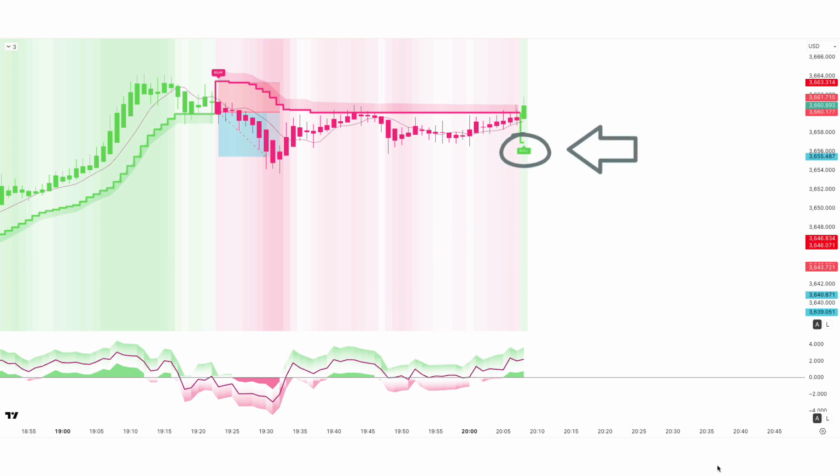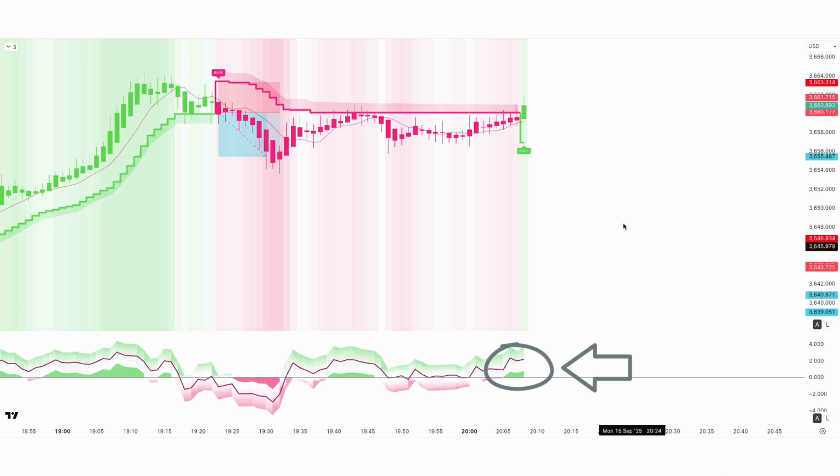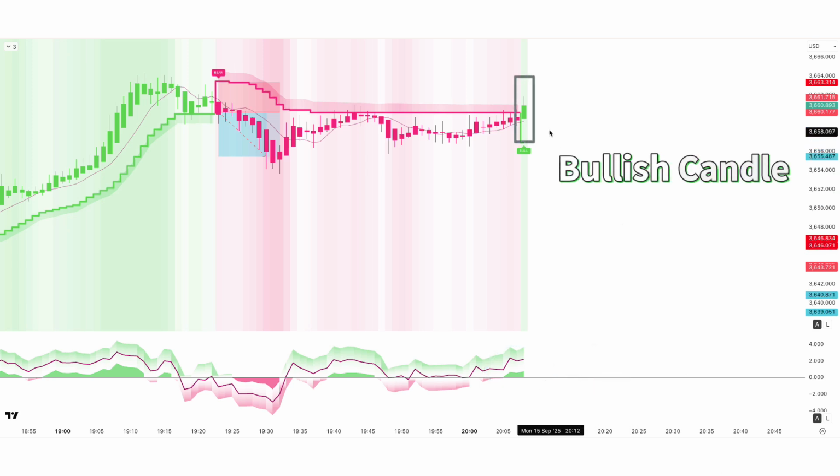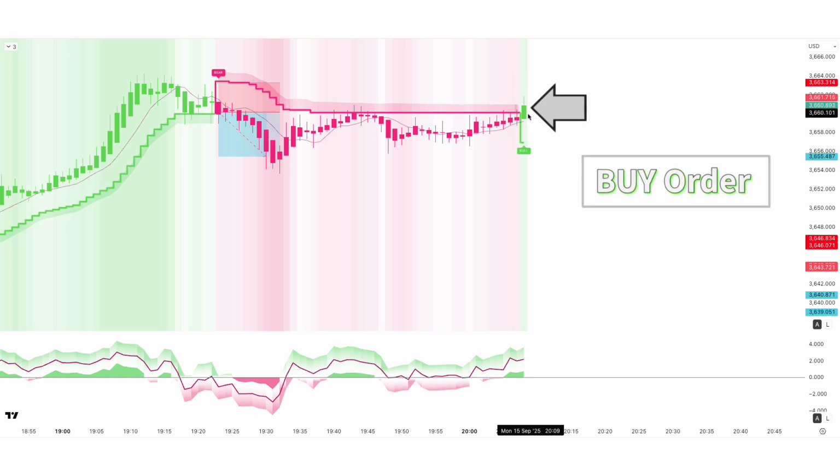Here, the premium price action arrow of this indicator is a buy signal. Here, the maroon line of the AI Supertrend is above the zero line. Here, the market has made a bullish candle to give confirmation. So all our conditions are being fulfilled, so we are placing an order to buy.